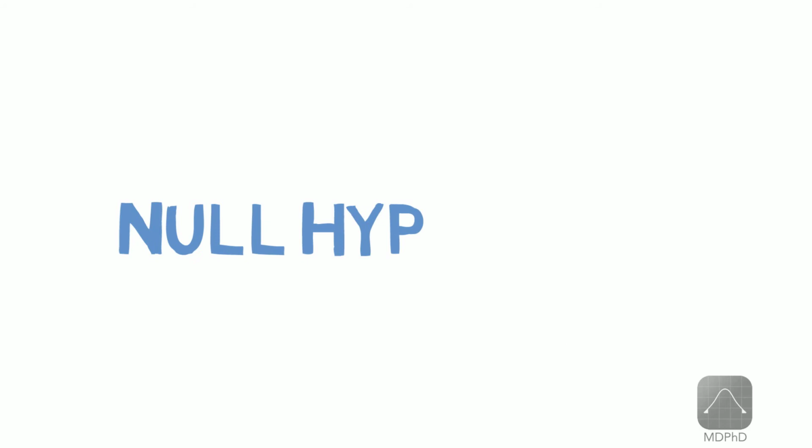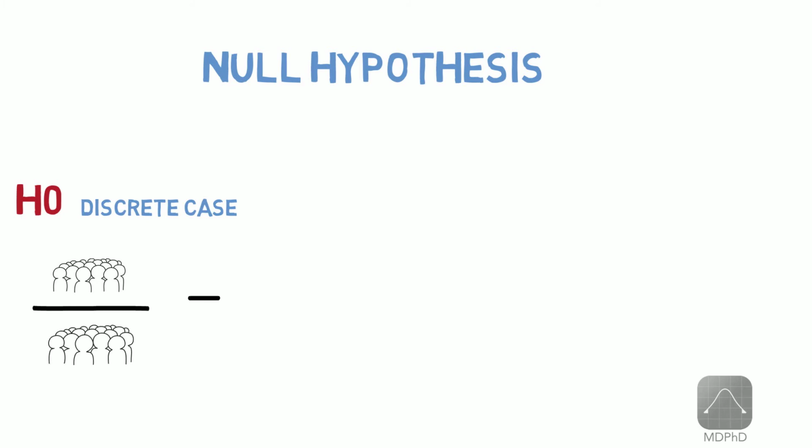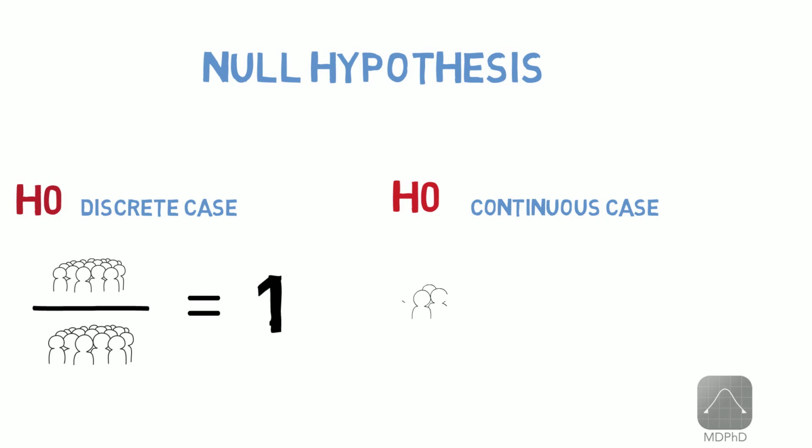The null hypothesis, or H0, states that there is no difference between samples of data. With discrete variables, that means the ratio between both samples is 1. For example, the mortality across groups is the same. With continuous variables, the difference between both samples is 0. For example, the systolic blood pressure across groups is the same.